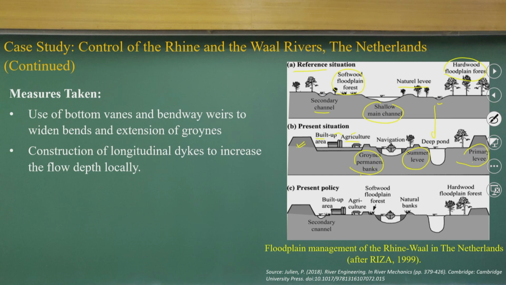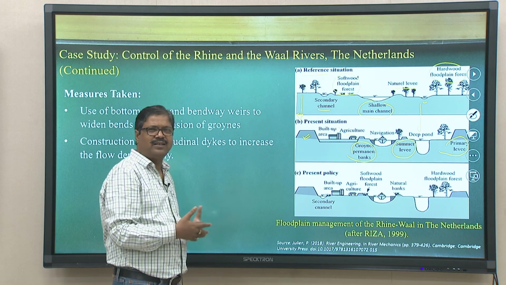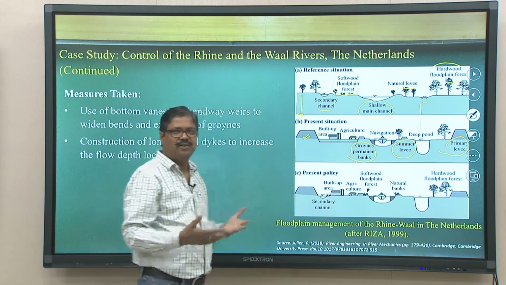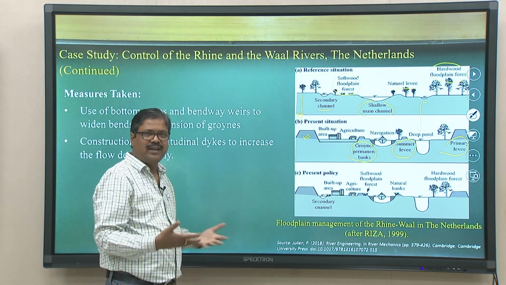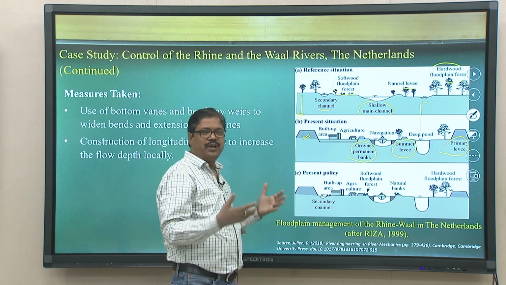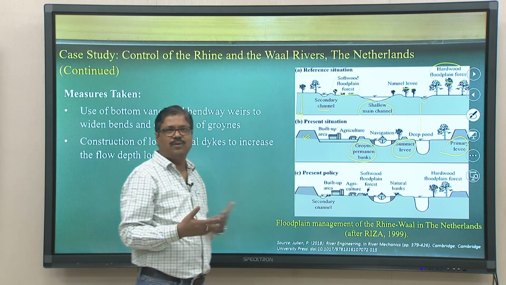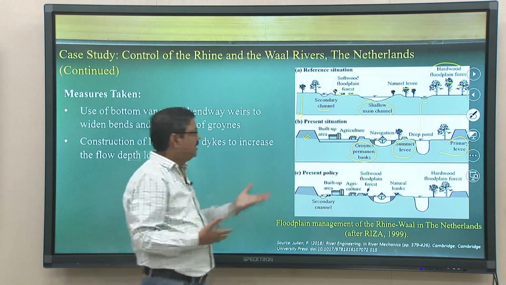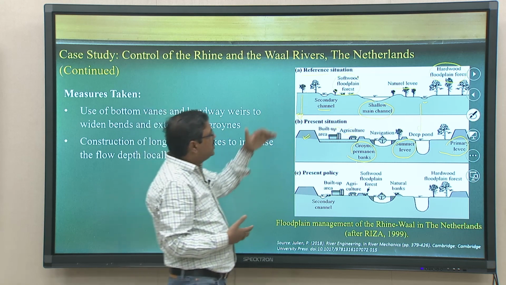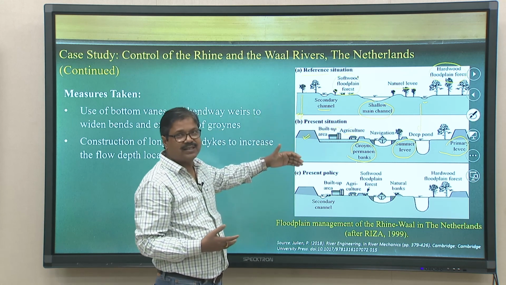So if you look at that, we transform the reference to present conditions. This happens in many parts of the world. Okay. It's not that we can leave it as a reference situation, we cannot leave it. We need space for agriculture, we need space for built-up areas, and we need the river to be navigable to make it economically prosperous. So we always convert from the reference to the present situation.